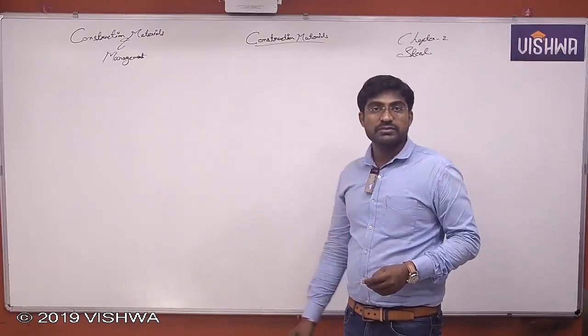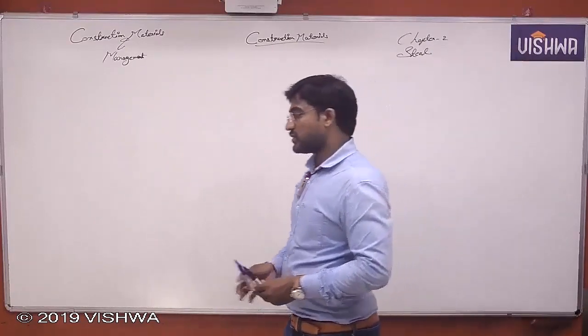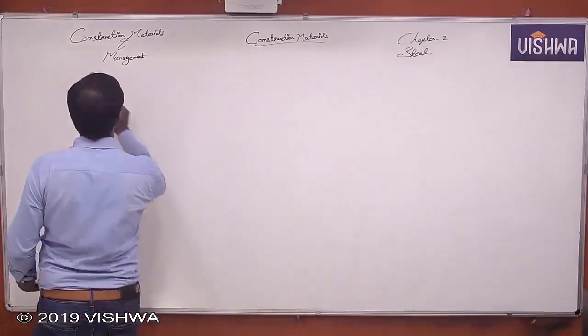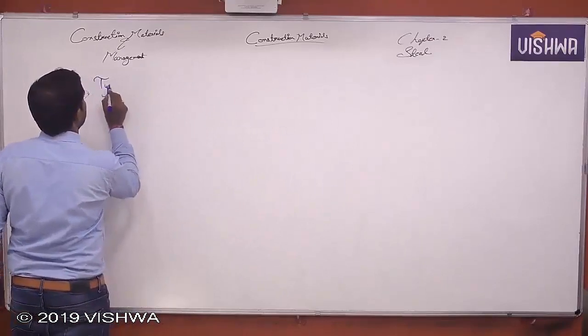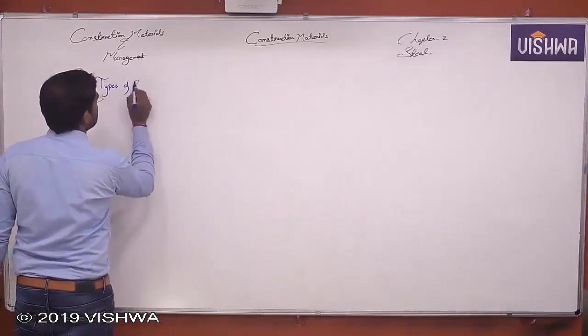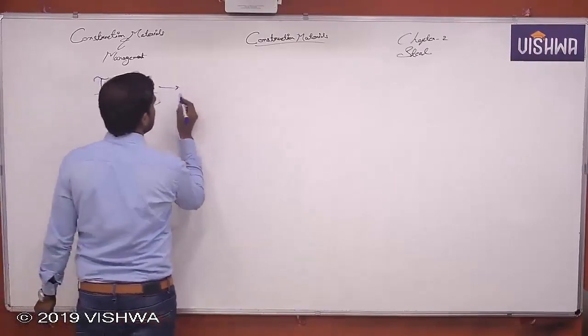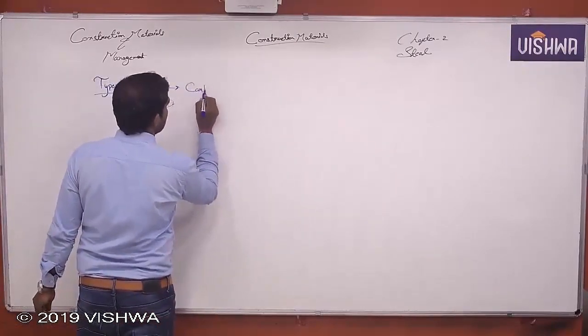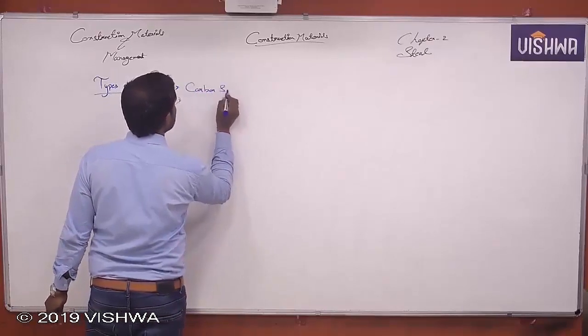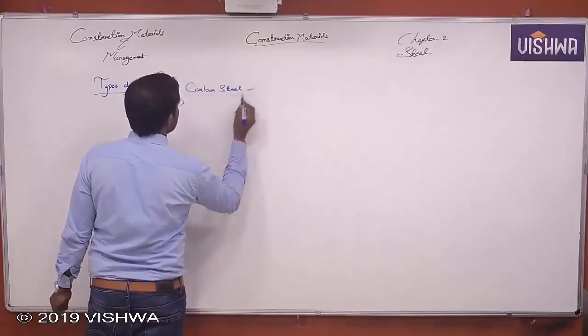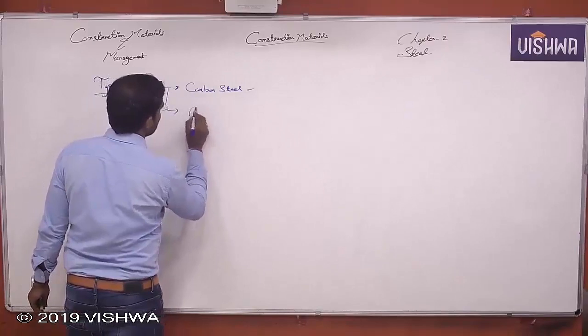Continuation of the previous topic, we have been discussing two types of steels. We have already discussed carbonated steel, or carbon steel, so that is what we have completed. Then we are going with alloy steel.